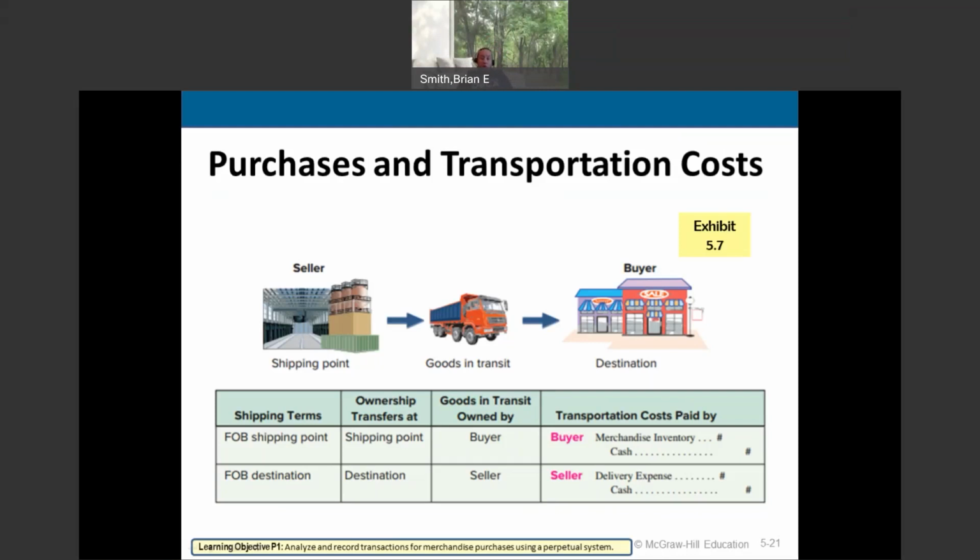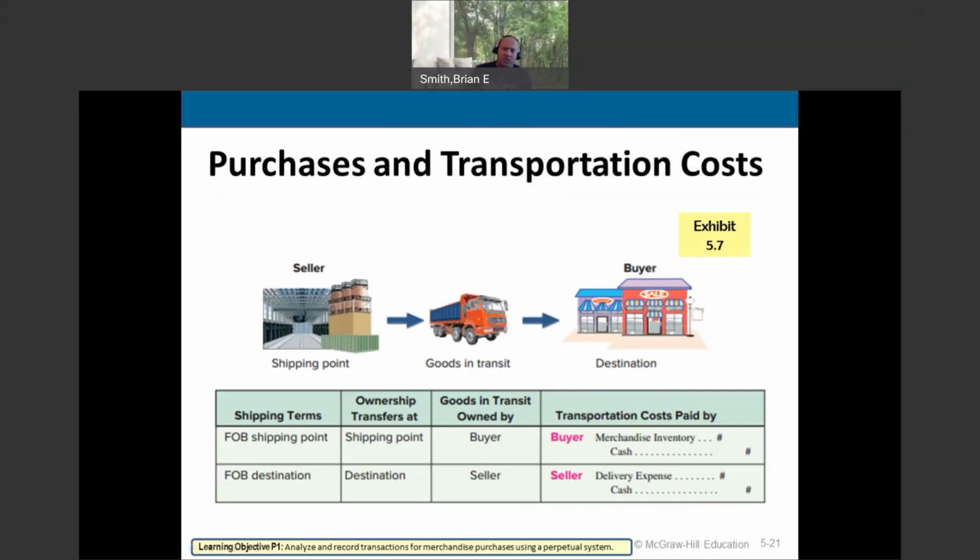Why is this important? Well, from the perspective of the buyer, we've got to know if we're putting this merchandise into inventory. So let's look at FOB shipping point. If we're buying this stuff, we own it in transit. Which means we're paying for the shipping costs, and we have to include that in our inventory, because the cost of inventory is going to be anything that gets that inventory to a sellable condition. And we'll learn about more of that in chapter 6.